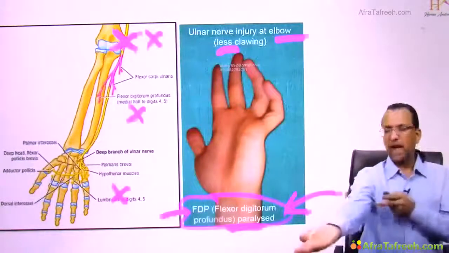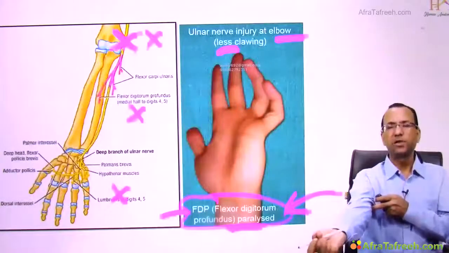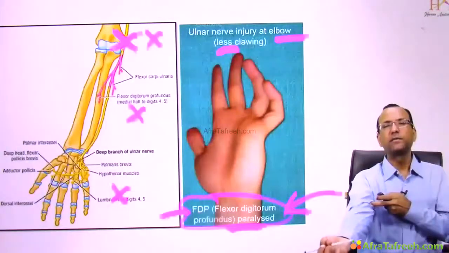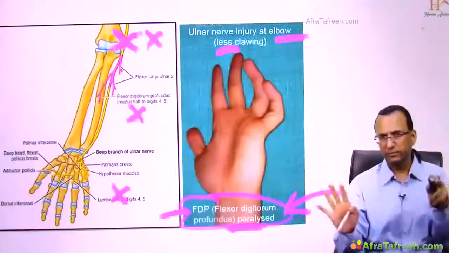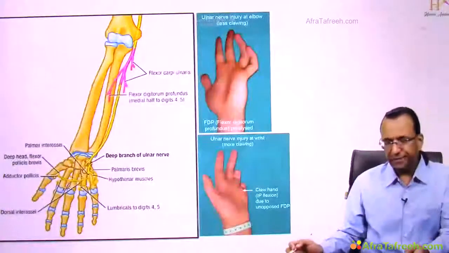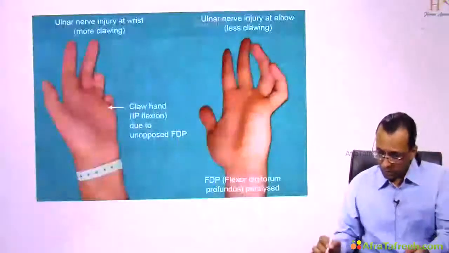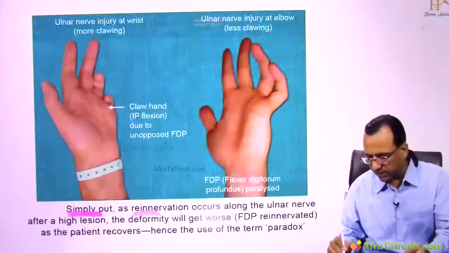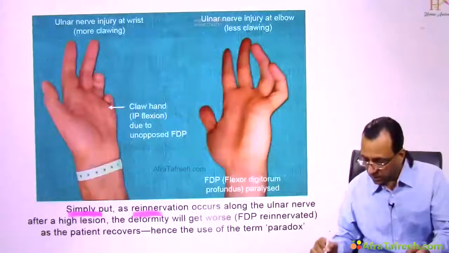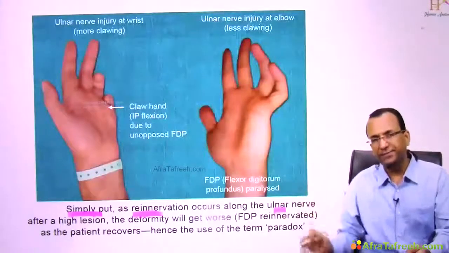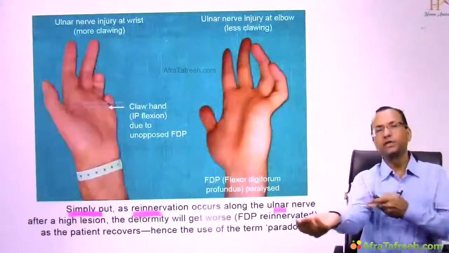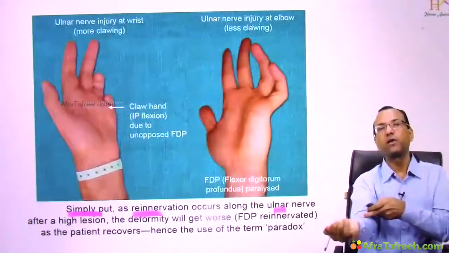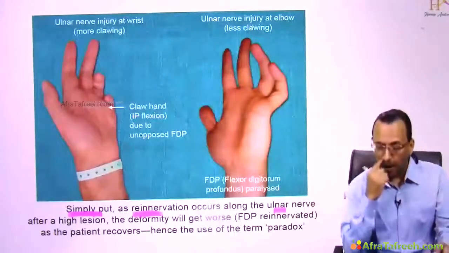High ulnar nerve injury with less clawing is called ulnar paradox. You can also understand it by comparing the two. Simply put, when there is reinnervation of the ulnar nerve, the FDP is getting its power, and the clawing will come back. This is such a paradox.